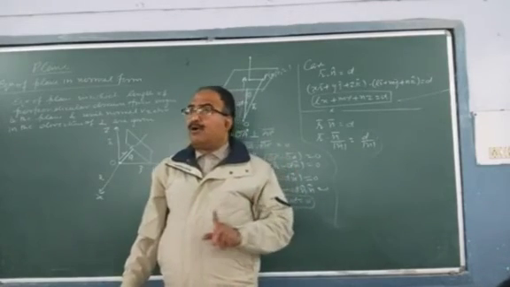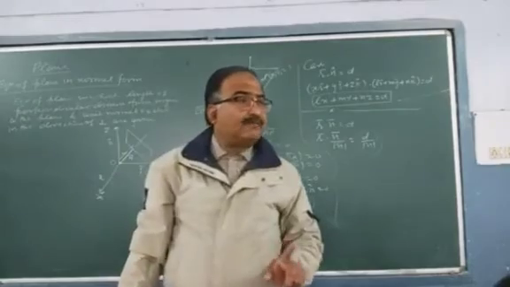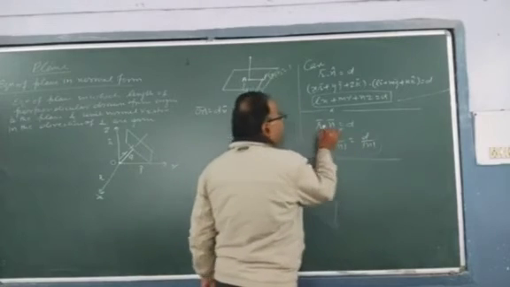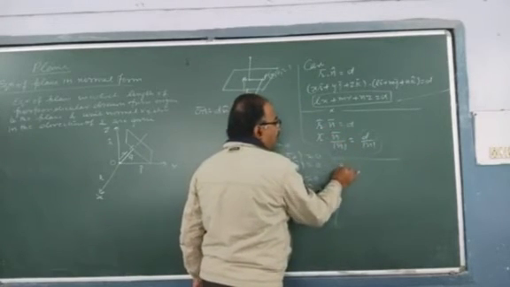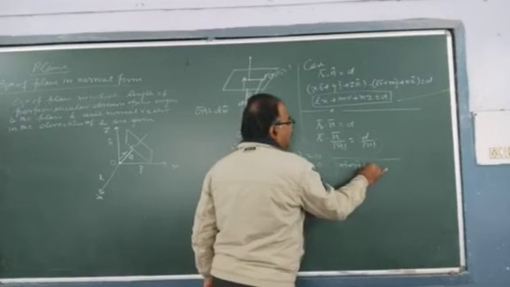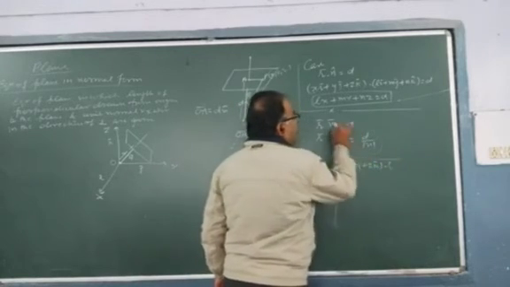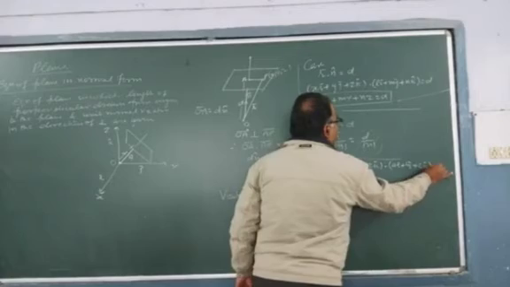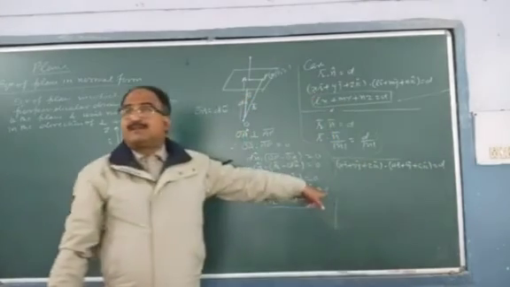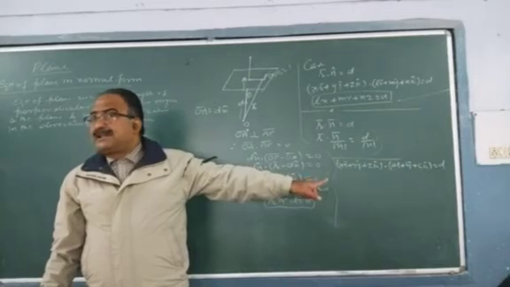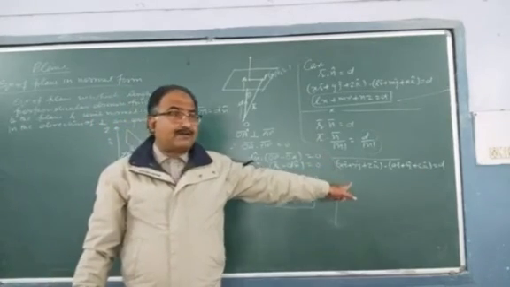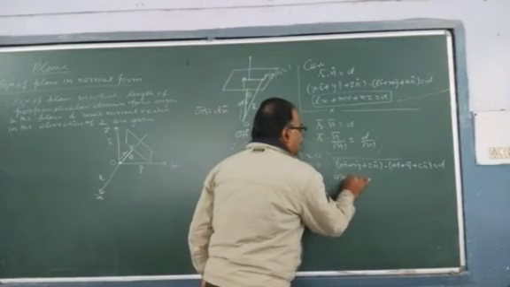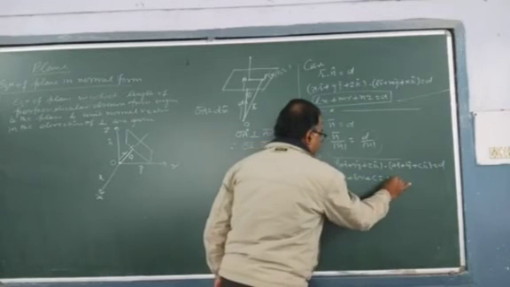Now d upon mod of n becomes the distance of the plane from the origin, and this becomes a unit vector. Now if I write it in Cartesian form, vector r can be written as xi plus yj plus zk dot ai plus bj plus ck is equal to d. Now you don't consider li plus mj plus nk; only consider it if it is a unit vector. It is not a unit vector, that's why I consider ai plus bj plus ck. Now it becomes ax plus by plus cz is equal to d.